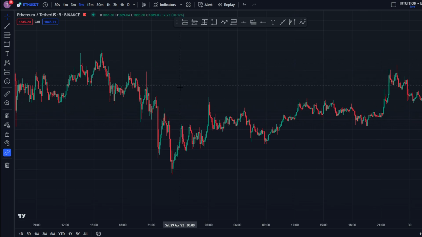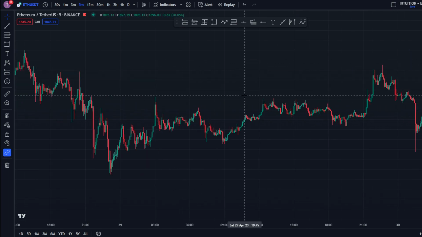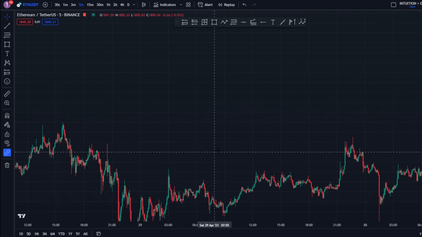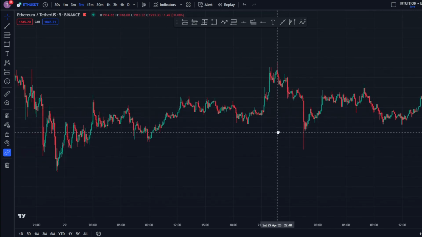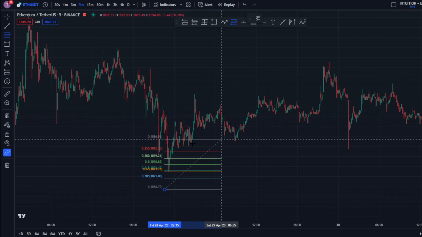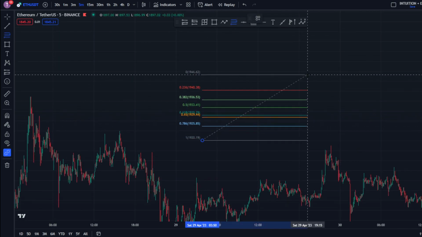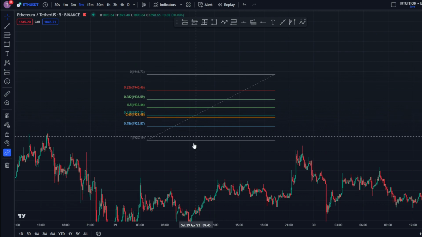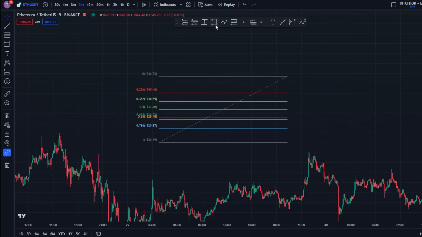So first up, I'm going to show you guys how this strategy works and what the Fibonacci retracement does. The Fibonacci retracement is this tool right here where you can draw it, and what you see here is a lot of numbers. So what do these numbers mean?